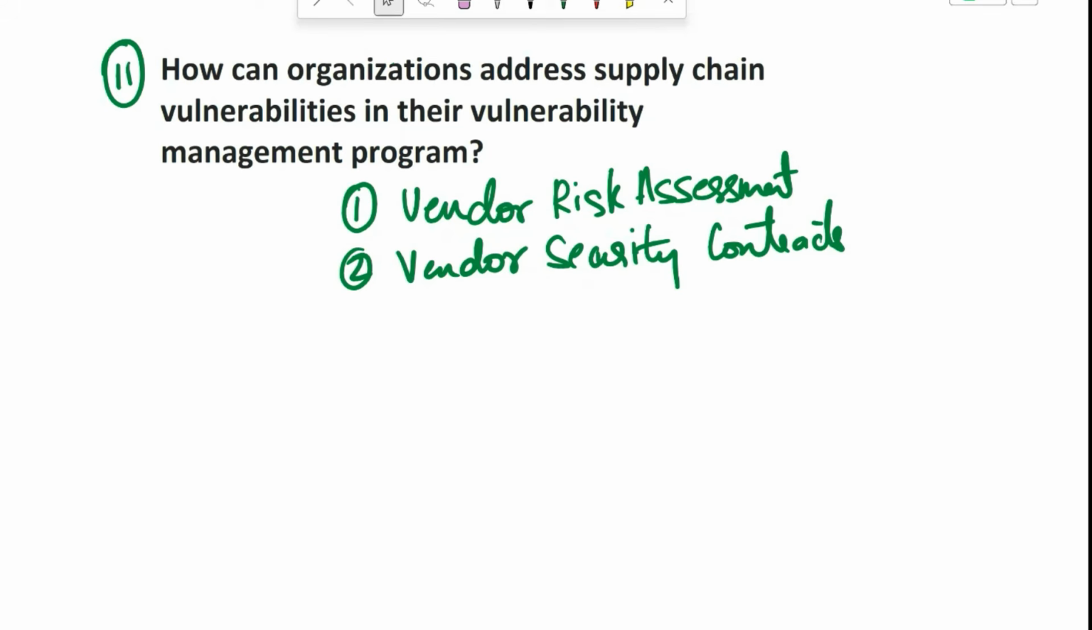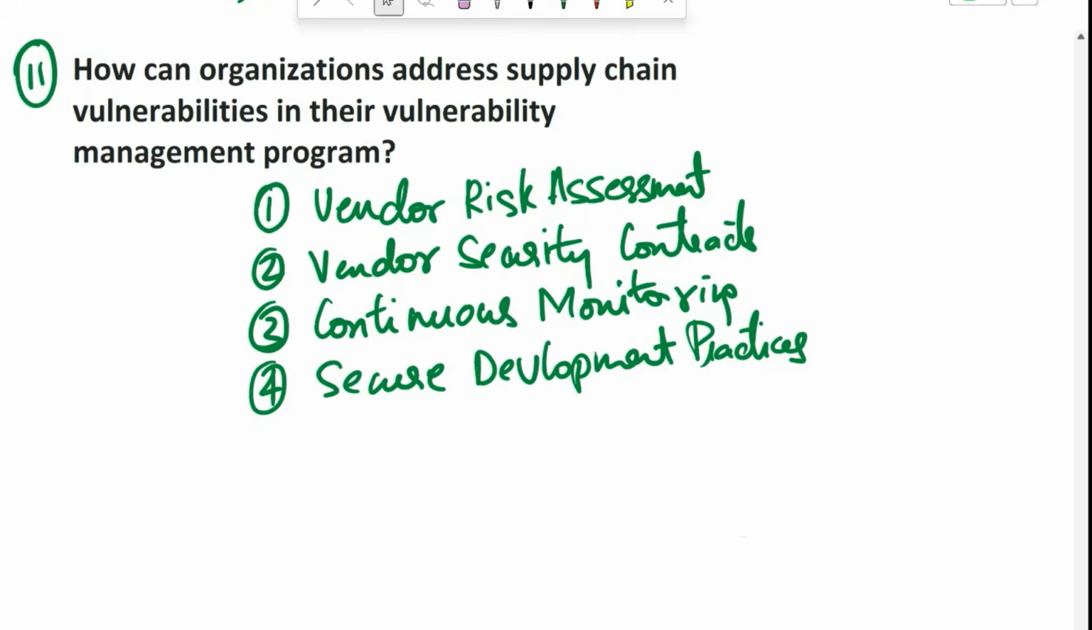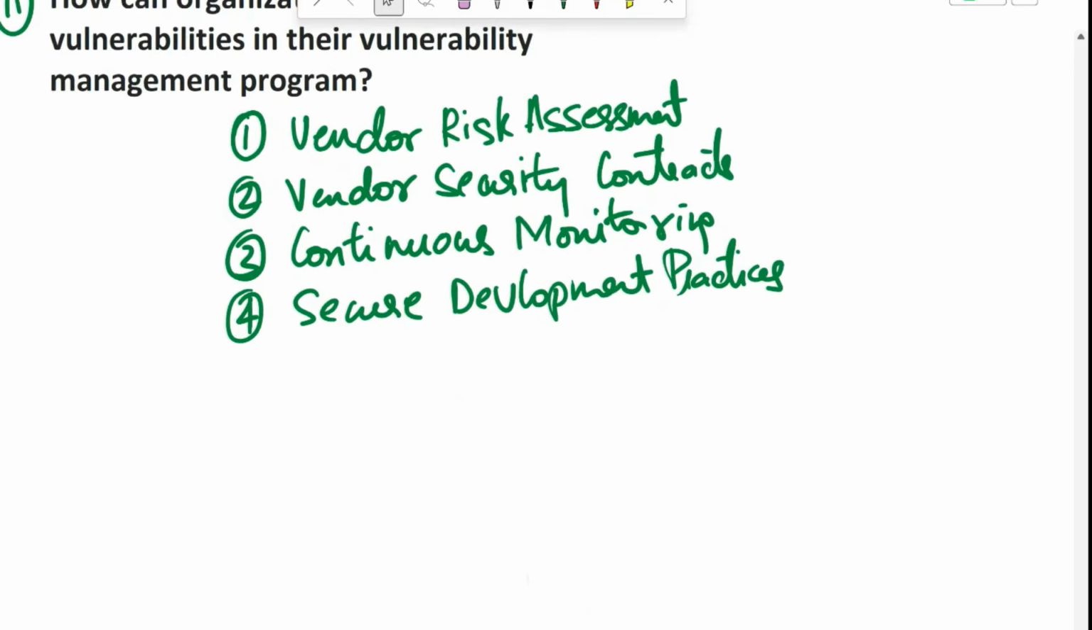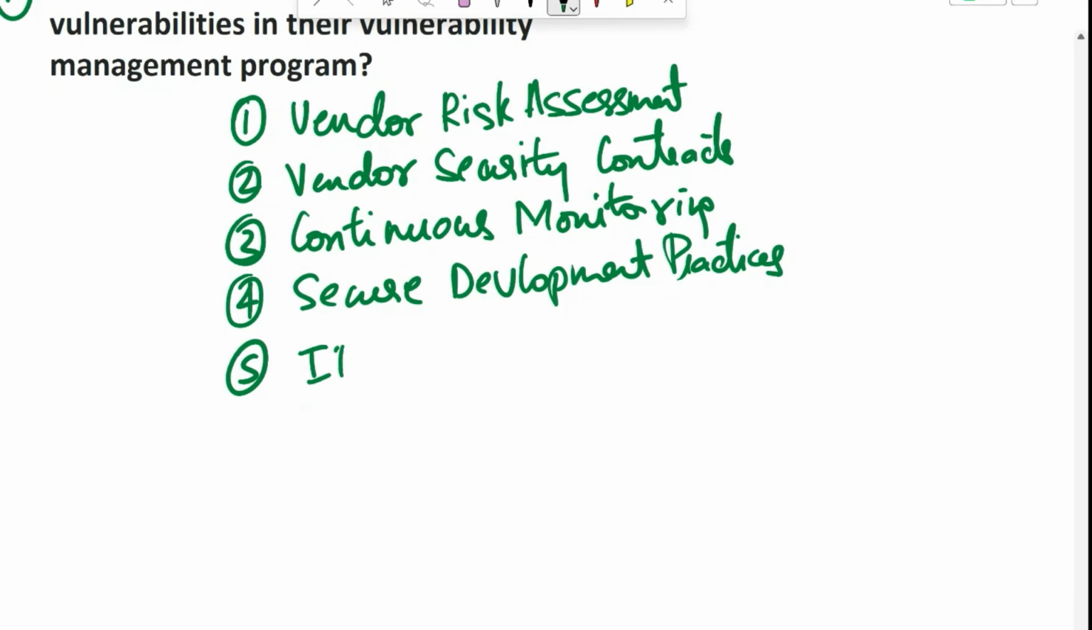with security standards. Next is continuous monitoring. Implement ongoing monitoring of third party vendors to detect vulnerabilities, security weaknesses, and potential threats in real time. Next, secure development practices. Encourage vendors to adopt secure software development practices to minimize the introduction of vulnerabilities during the development lifecycle. Next is incident response plan.